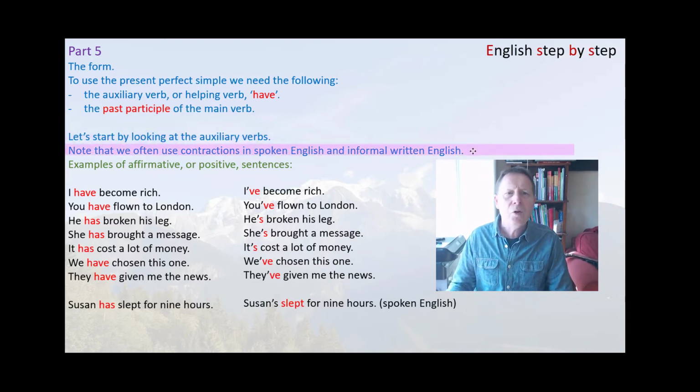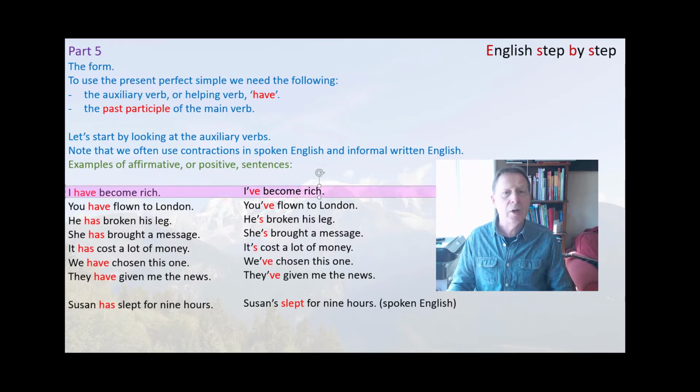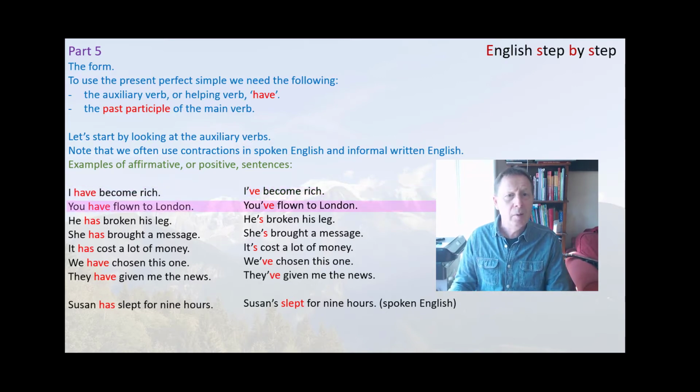Now, we often use contractions in spoken English when we use the auxiliary verb, and also in informal written English. For example, here, I have become rich, you can make it a contraction, I've become rich. Next example, you have flown becomes you've flown to London. He has broken his leg, contraction, he's broken his leg. She has brought a message, she's brought a message.